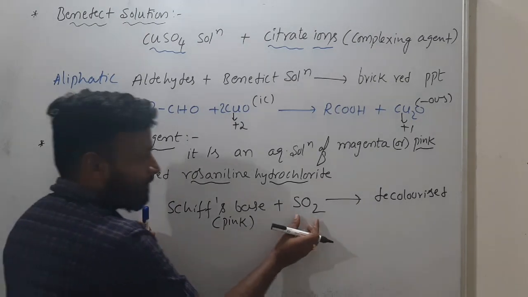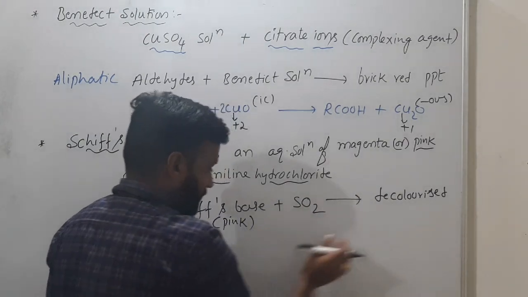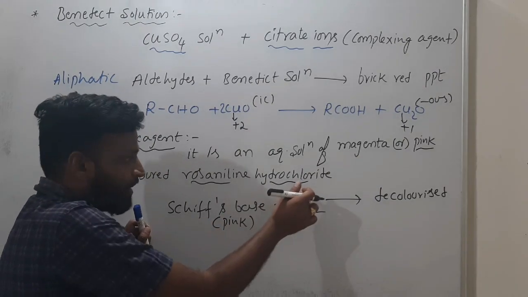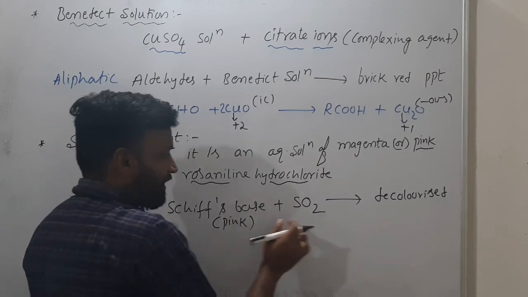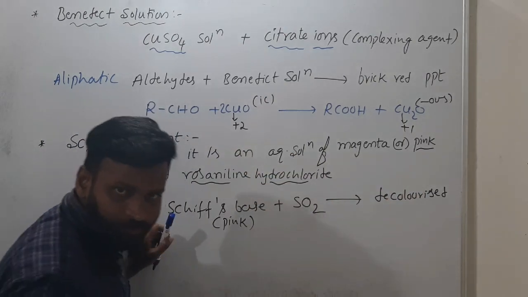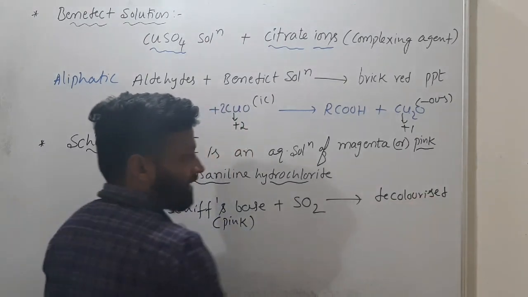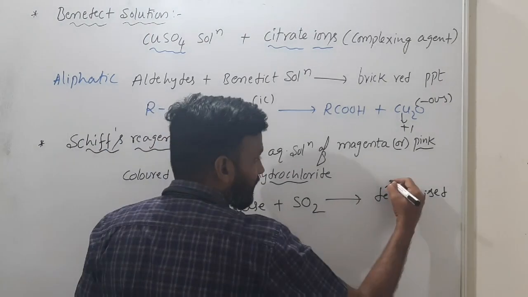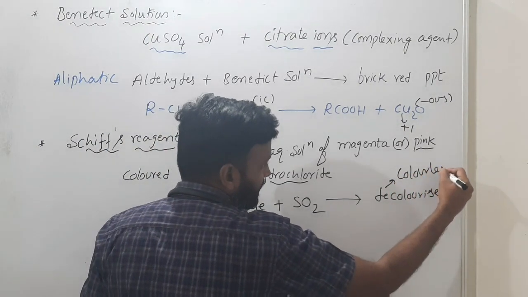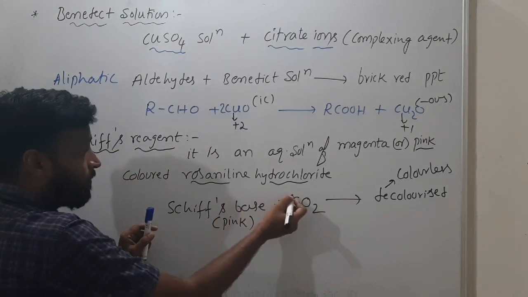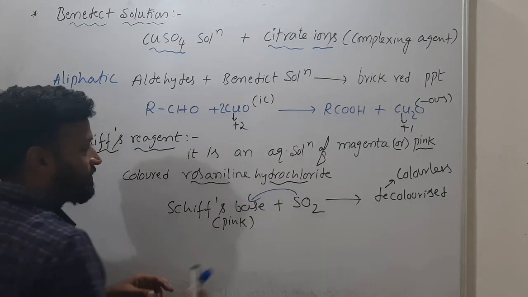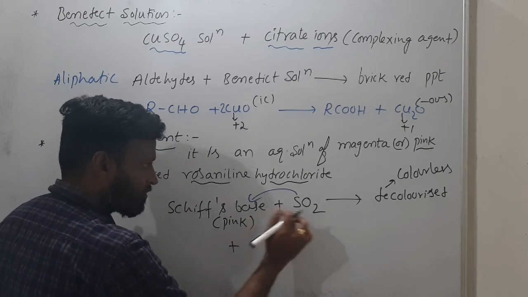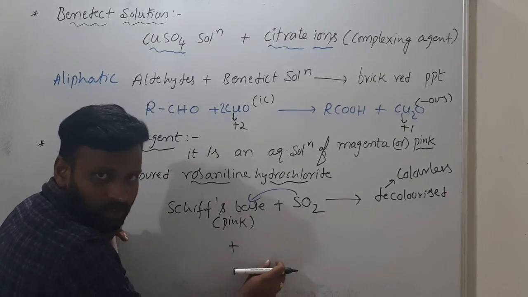For Schiff's base, if you add sulfur dioxide, it decolorizes, meaning Schiff's base's natural color is pink. When you add this sulfur dioxide, interestingly, the pink color will disappear. It will be decolorized, meaning no color actually, colorless. Decolorized means colorless after addition of SO2 to this Schiff's base.